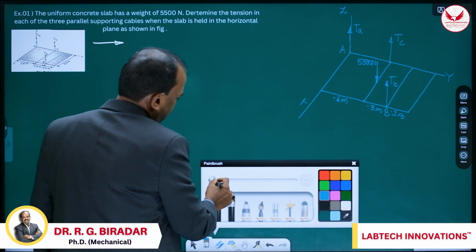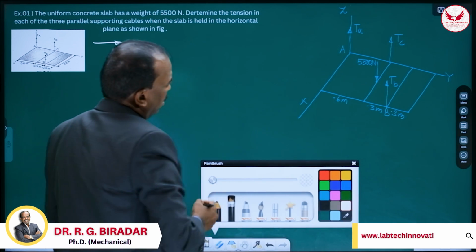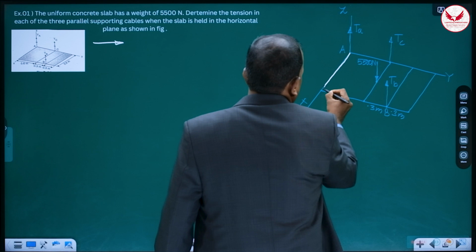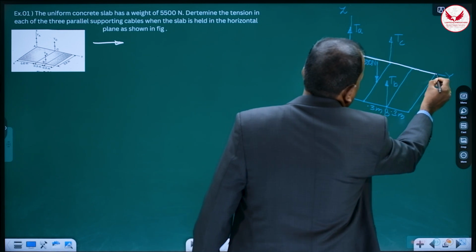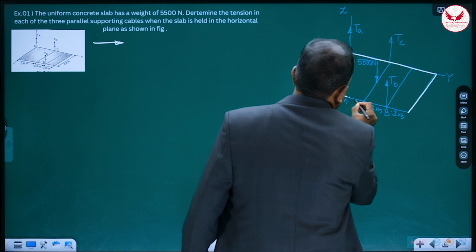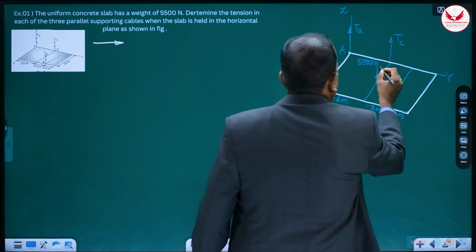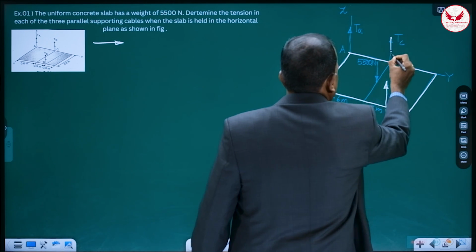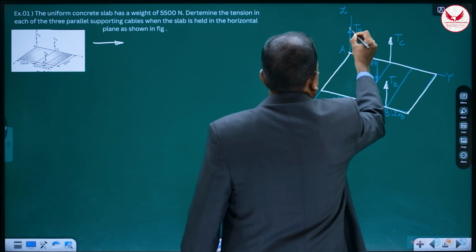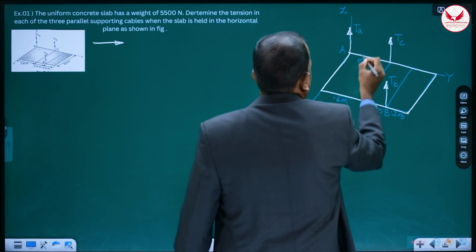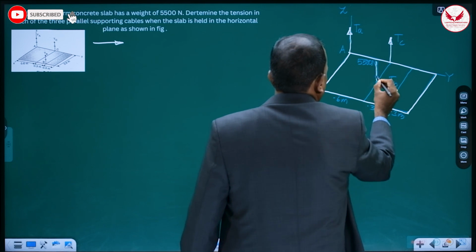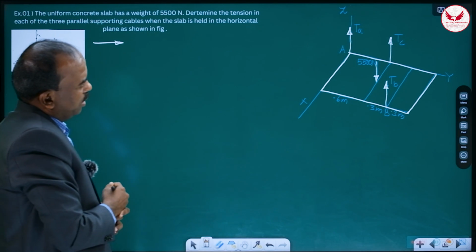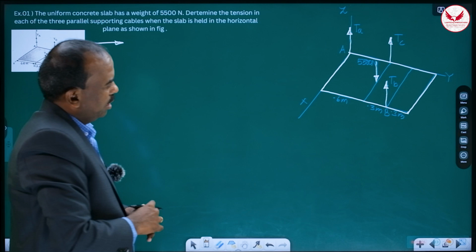The free body diagram is like this. Just I'll repeat. It is the plate, rectangular plate, and it is supported by 3 cables like this. TA, TB, TC, and this is going to be a weight vertically downward. So its free body diagram means 4 forces are acting on this plate.